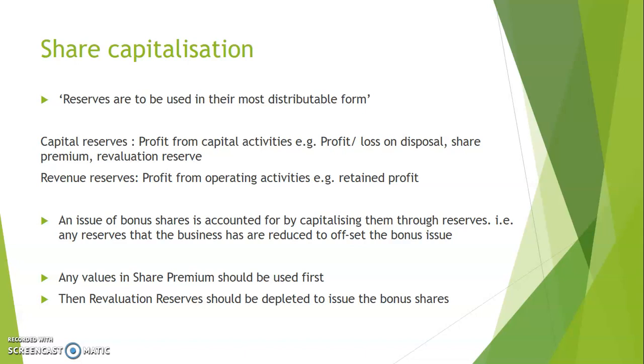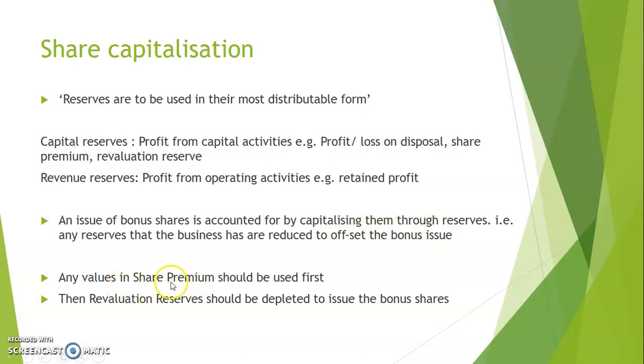Now, the question here is, when you have a bonus issue, what do you do? This is the question that we're trying to answer. An issue of bonus shares is accounted for by capitalizing them through reserves. So if we have some reserves, what we do is we reduce the reserve to capitalize the bonus issue. So any reserves that the business has are reduced. We reduce the reserve and we increase the share capital to offset the bonus issue.